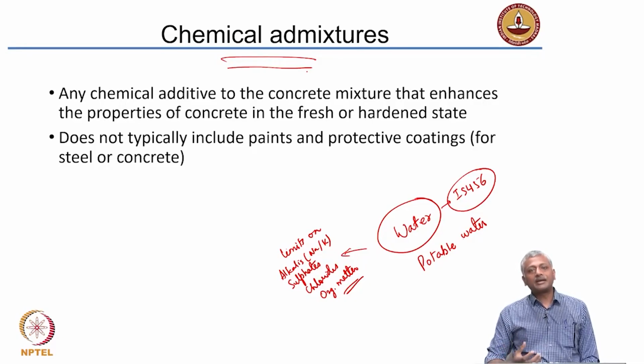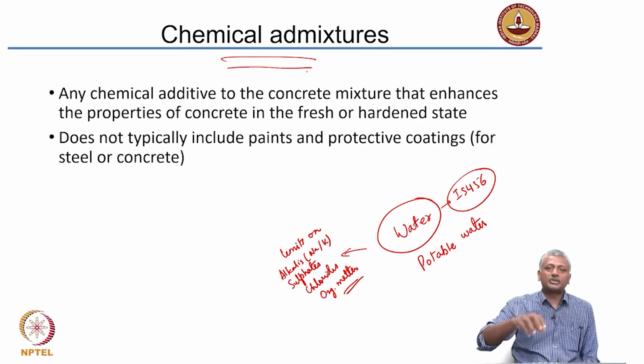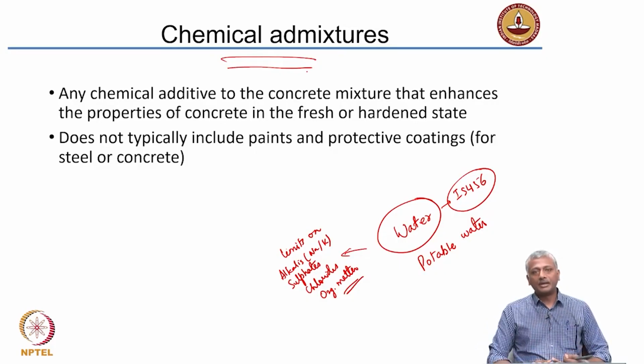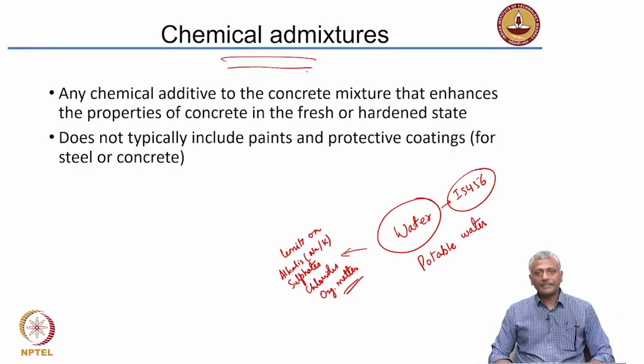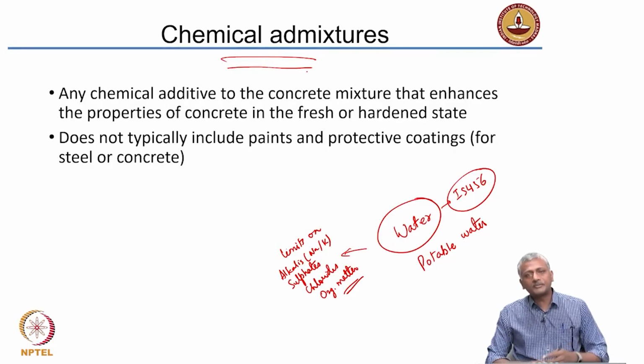Chemical admixtures are chemicals that you add to the concrete mixture at the point of mixing. And these admixtures are added from the point of view of improving certain characteristics of concrete. One could be workability, the other could be strength, and so on. It does not include paints and coatings because those go on the surface after the concrete is hard.